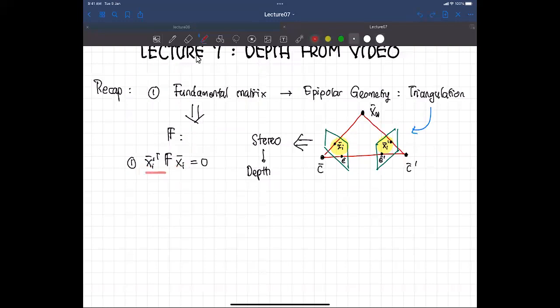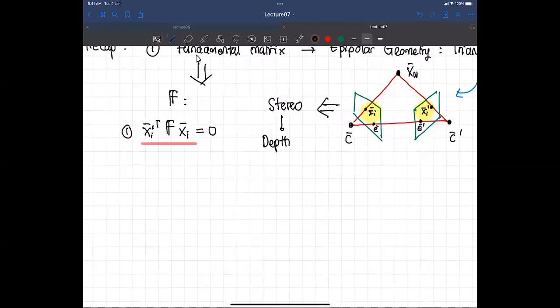This equation is useful because if we do not know F and we happen to know xi and xi prime, for example, then we can compute F from this equation. So this equation is useful to compute F given xi and xi prime. That is why this equation is useful, because it can give us F from a pair of images.